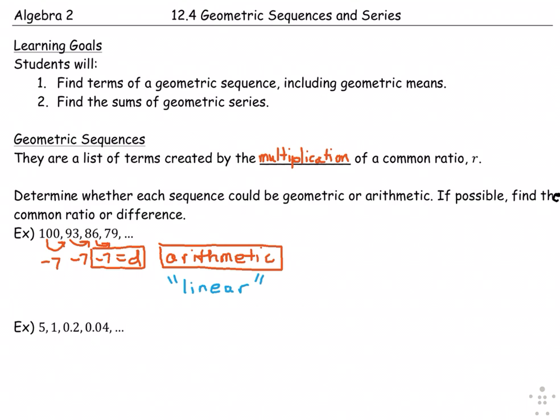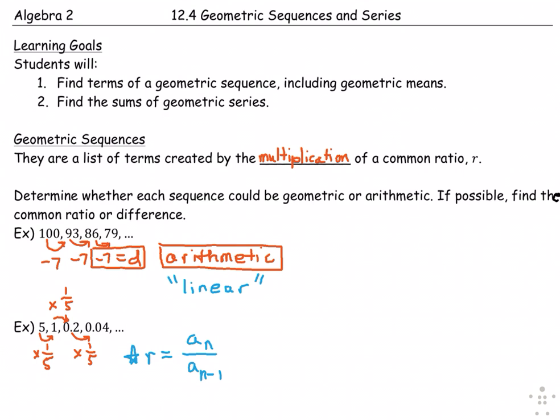In the next sequence, which is simply a list of terms, we find that there is no common difference to get from 5 to 1 and then from 1 to 0.2. So now I'll look for common ratios, or in other words, what do I multiply 5 by to get to 1, from 1 to 0.2, and so on. And if it's the same constant ratio r, then we're looking at a geometric sequence. We find that we are repeatedly multiplying by 1/5 to generate the terms of the sequence.